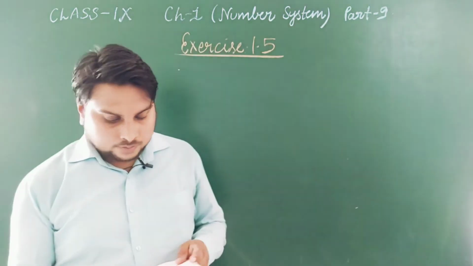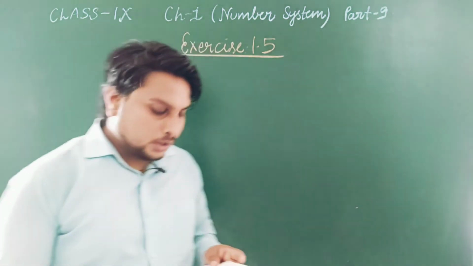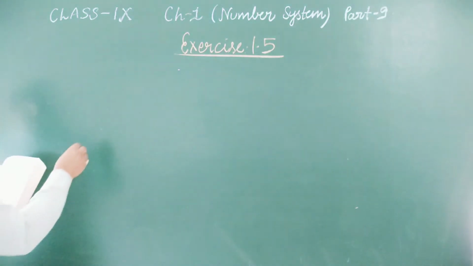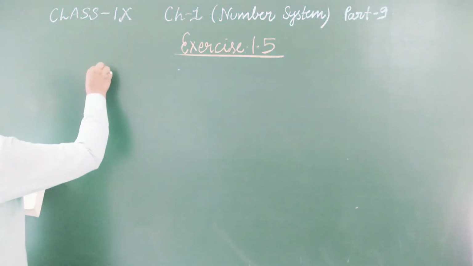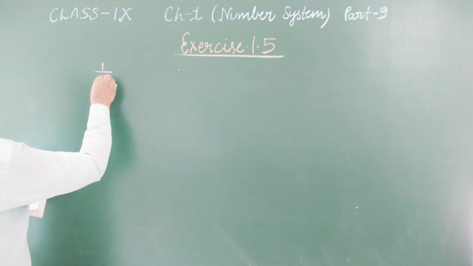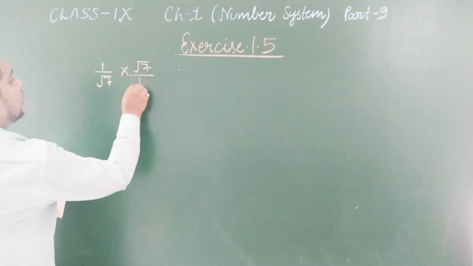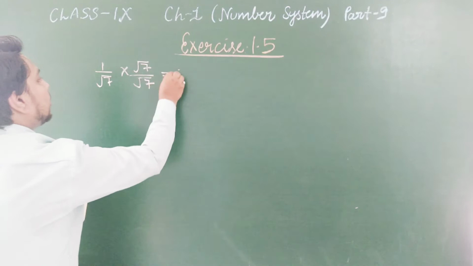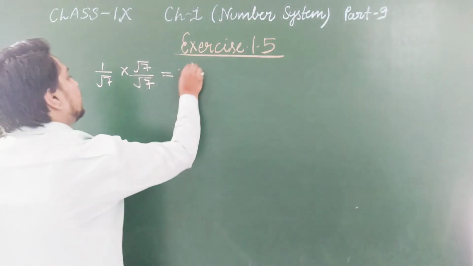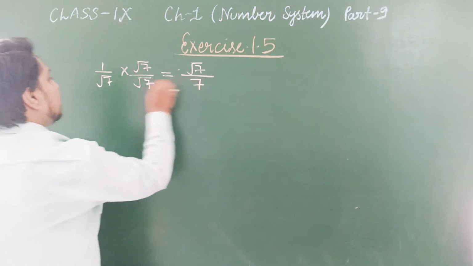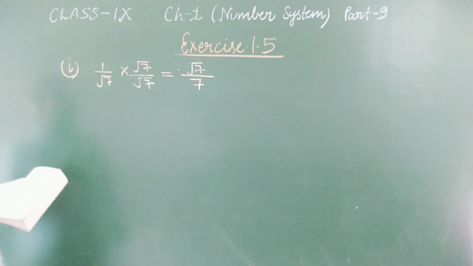Rationalize the denominators of the following. Let us see this question, which is based upon the topic of rationalization. The first part is 1 upon under root 7. I have given an example of this also. How will you rationalize it? We will multiply by under root 7 in the numerator as well as in the denominator. So it will be under root 7 upon under root 7 into under root 7, that is 7. This is the first part of this question.